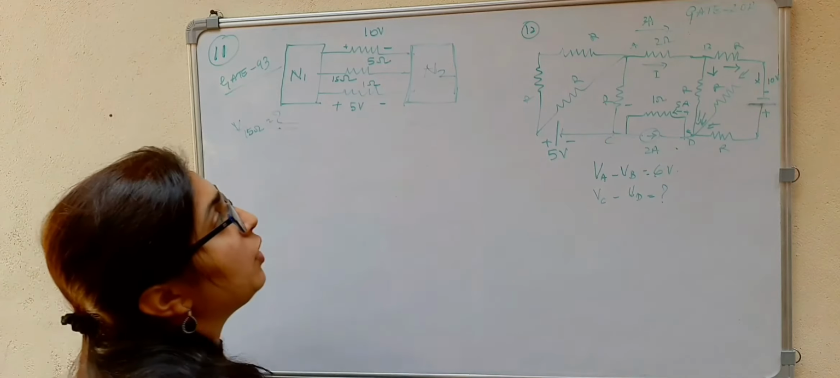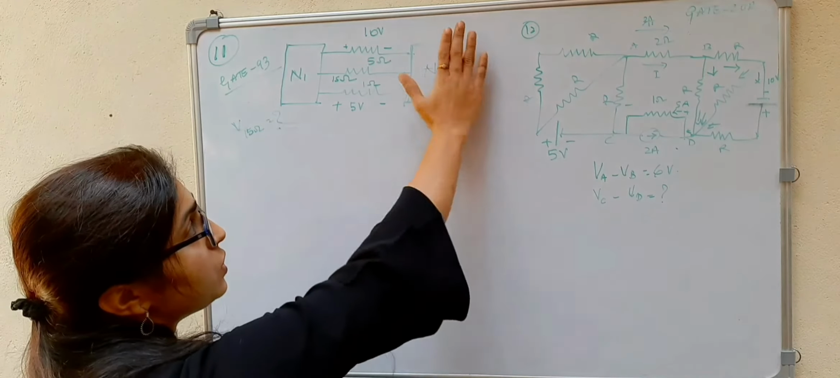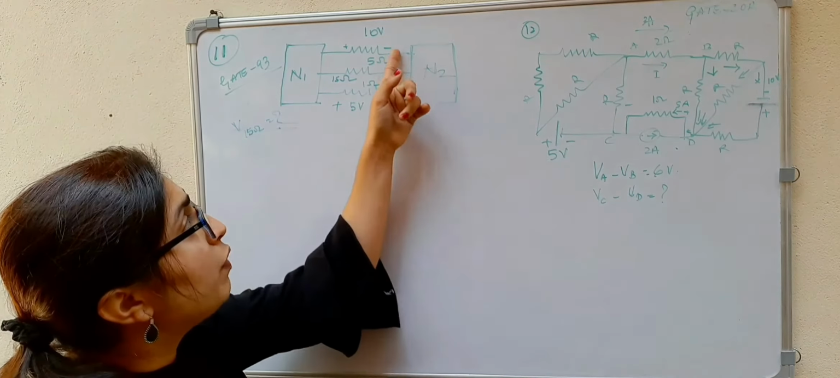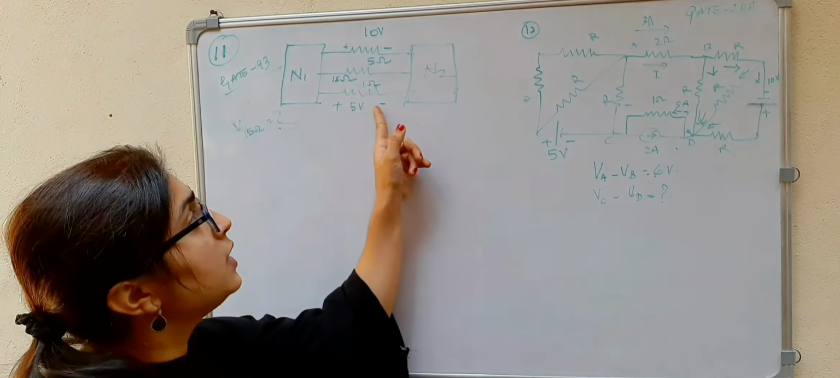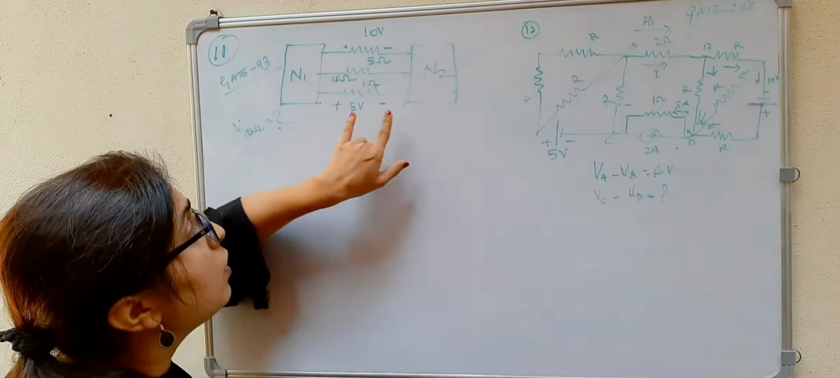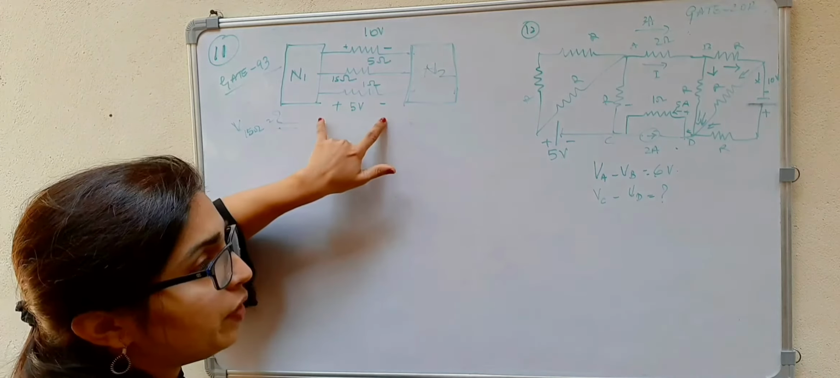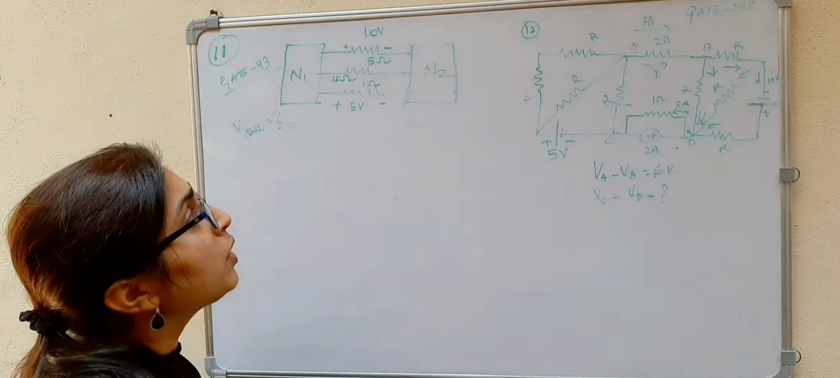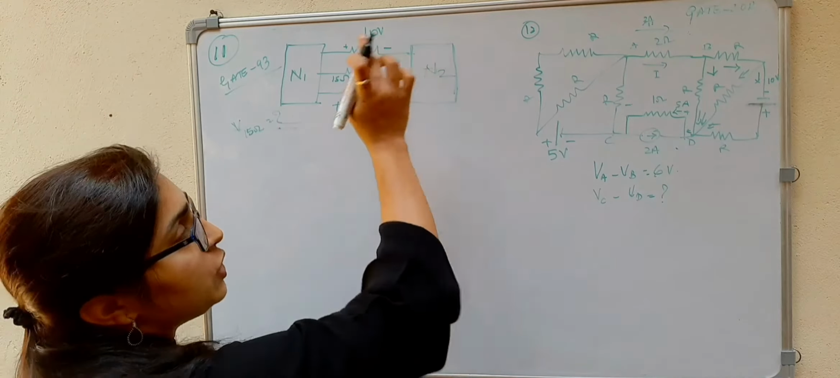So these are the two networks N1 and N2. These two networks are connected by 3 resistors, of the value 5 ohm, 15 ohms, and 1 ohm. They have given the voltage across 5 ohm is 10 volts. Voltage across 1 ohm is 5 volts. Now we have to find the voltage across 15 ohms.